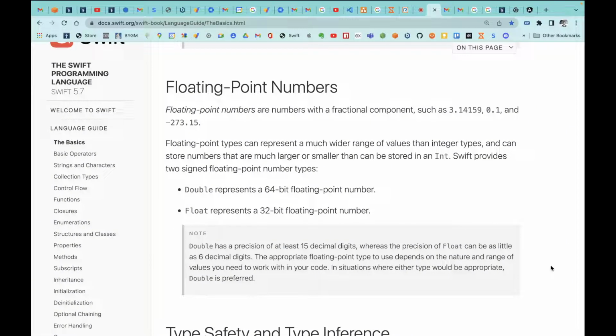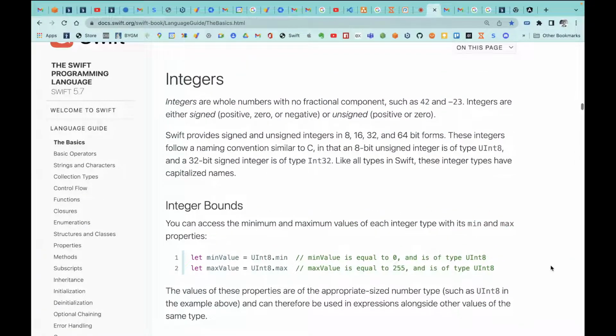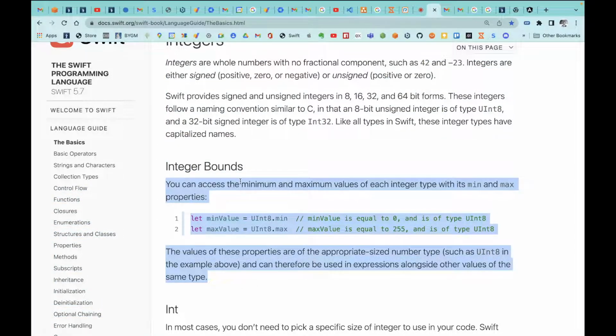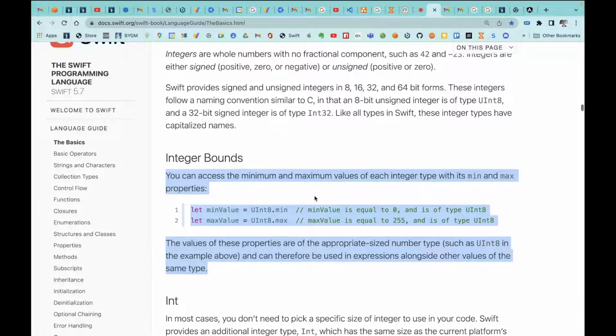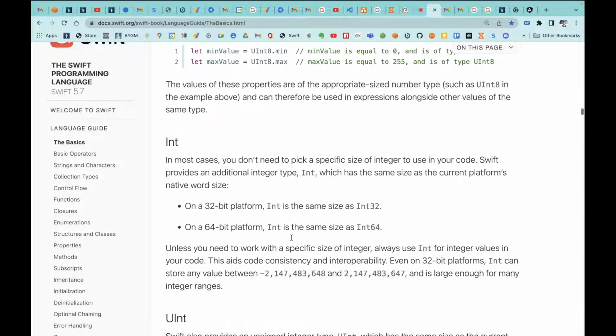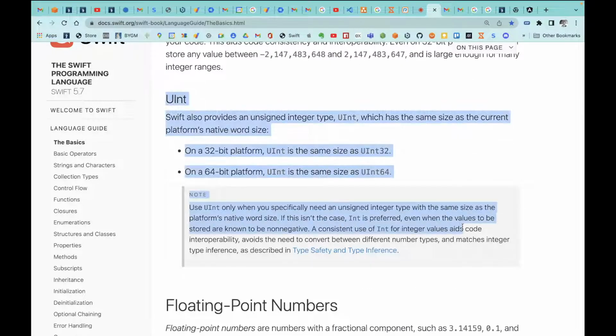All right. In the previous video, we were focusing on integers, and we came to learn something interesting. I think one of the most interesting lessons was integer bounds. Let me just repeat it again. It says you can access the minimum and maximum values of each integer type with its min and max properties. I just really liked this. And we were testing it out and seeing how we can make use of this. This other part here, honestly, I didn't really understand.